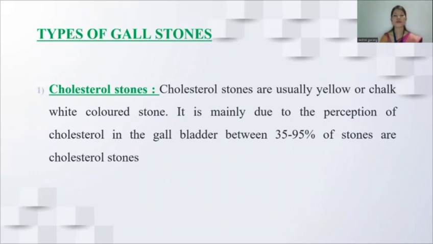Next, coming to the types of gallstones. There are several types of gallstones you will see. First we can see cholesterol stone. What are the types of cholesterol stone you will see? These usually look yellow or chalk white in color, and it's mainly due to the precipitation of cholesterol in the gallbladder. Between 35 to 95% of stones are gallbladder cholesterol stones.